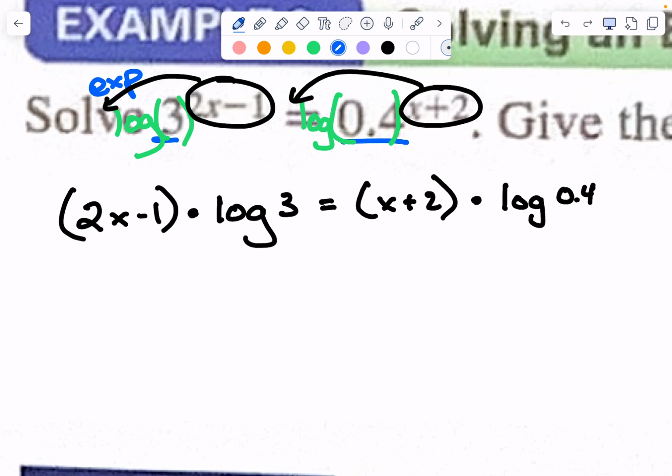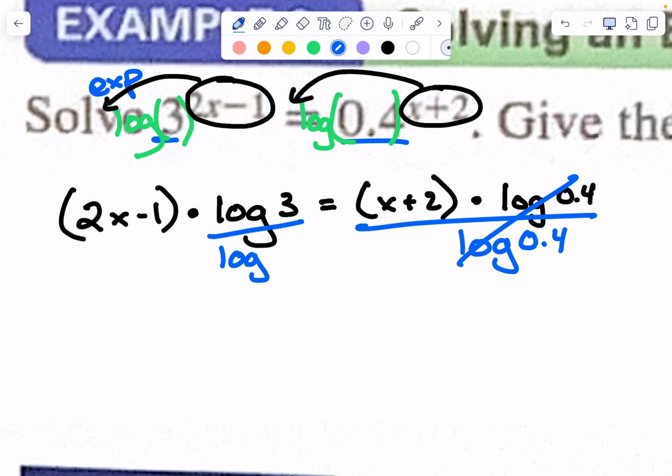4 to the 3. You want to move this guy over here? How do I move him over there? Divide. He is being multiplied. So I'm going to divide by log of 0.4. Okay. Move the x over at the same time. And divide. No, we can't do that yet. You can't? No. Divide by log of 0.4. Okay, so this guy's just chilling.